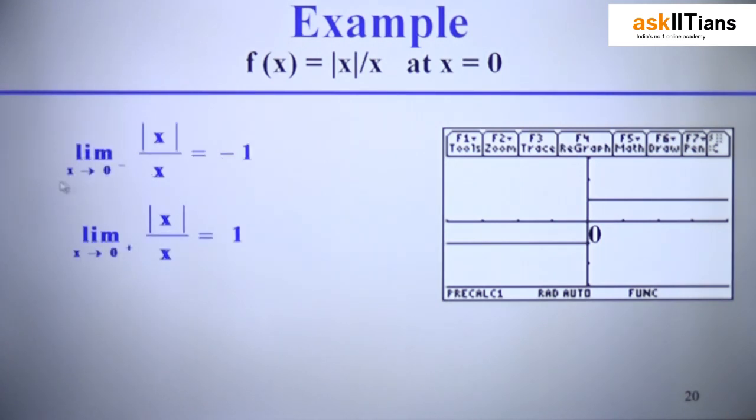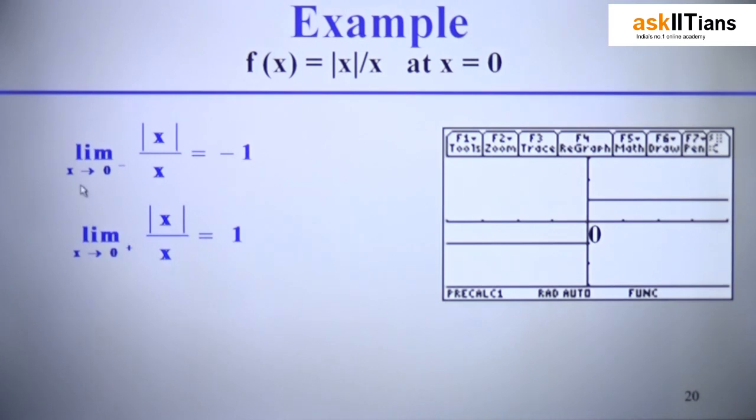So if we approach 0 from the left hand side, the values of x are to the left of 0, and as defined above, mod x will be taken as minus x. Dividing minus x by x, the value of that fraction will be minus 1. And if I approach 0 from the right, mod x will be just x, so x by x gives me a value of 1.